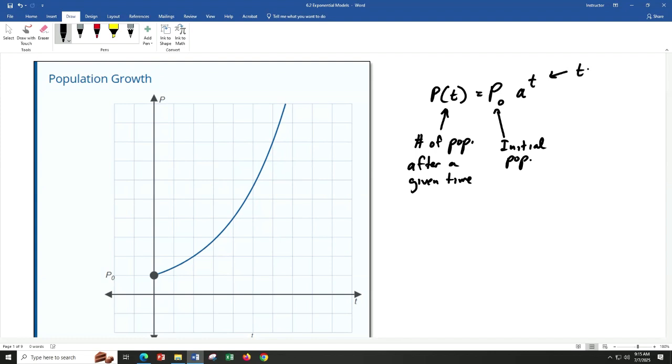Now, of course, the T is going to stand for time. The A, okay, that is going to be called your growth rate, okay? If A is greater than 1, you have a population increase. If A is less than 1, don't say you have a population decrease, you actually have a population decay.